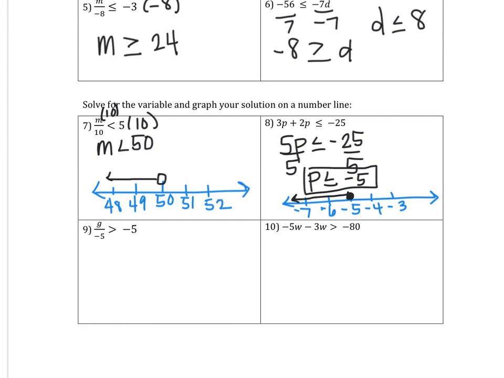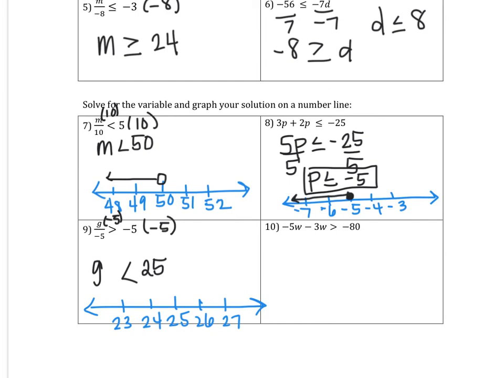Number 9, multiply both sides by a negative 5 to get G by itself. Because I multiplied by a negative, I'm going to change the direction of my sign. G is less than 25. So I'm going to show that G does not equal 25, so it's an open circle, but it's everything less than that.